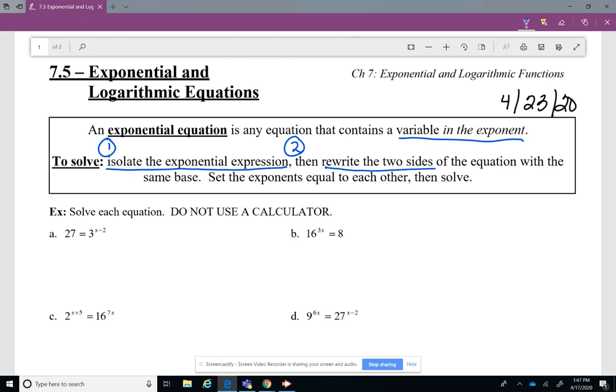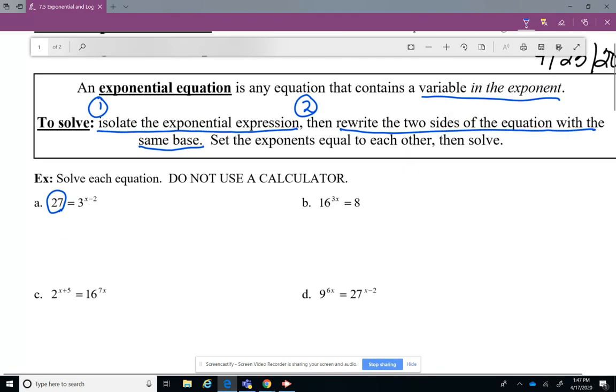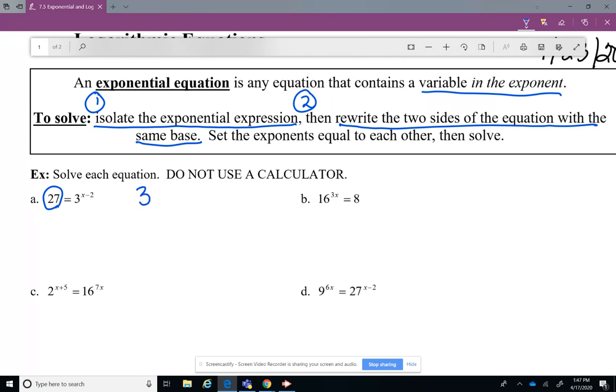You're going to rewrite 2 sides of the equation with the same base. All right, so we already see that the left side has a 3 in it. So we know that we can write 27 using base 3. So we're going to do 3 to the third equals 3 to the x minus 2.